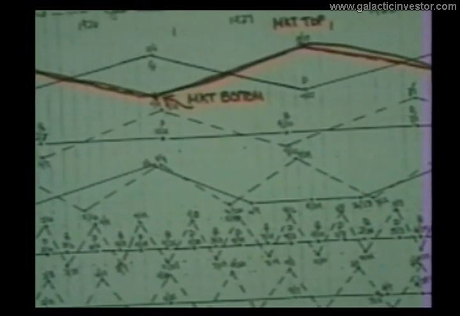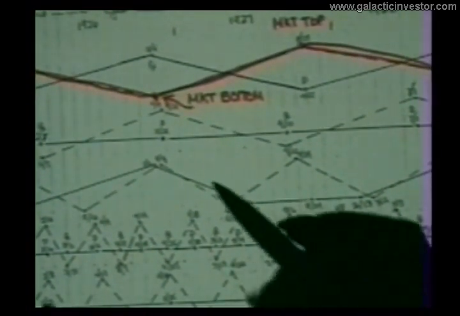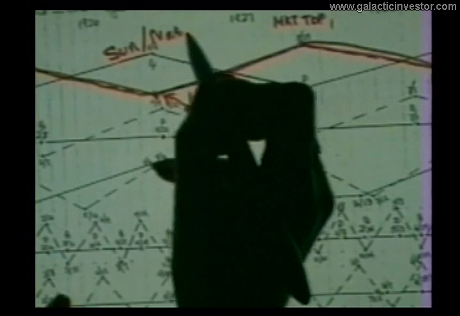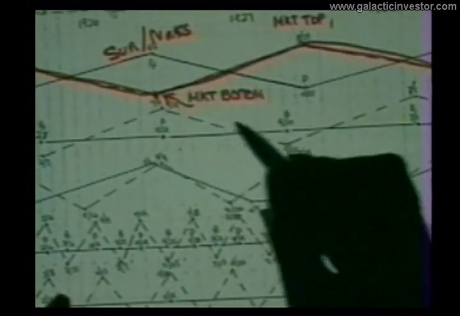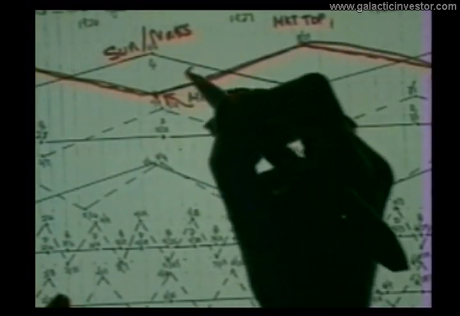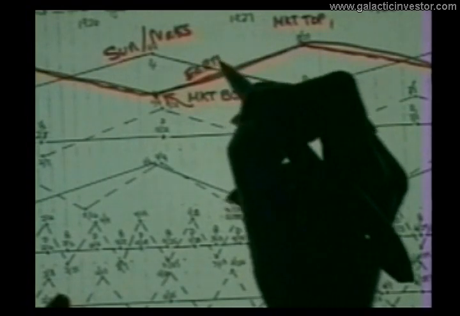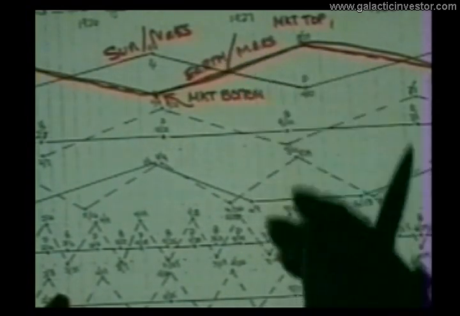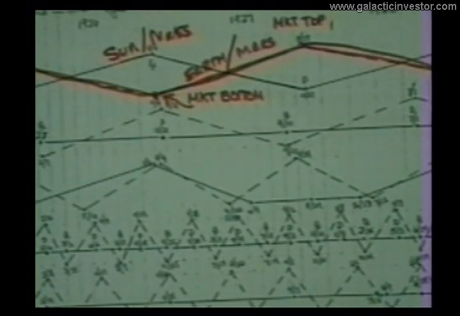Okay, so the dark line there, the solid line is Earth, is that right? And the dashed line is Mars? No, the solid line is Sun, Mars. The dotted line is Earth, Mars. The difference is that Sun, Mars is geocentric, and Earth, Mars is heliocentric.